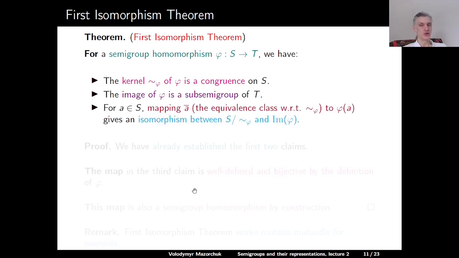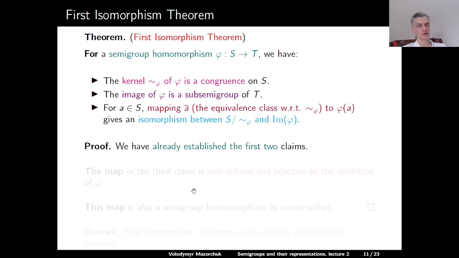Moreover, the quotient of S modulo the kernel of phi is isomorphic to the image of phi. And this isomorphism is given by the following map. We take an element A in S, and we map the tilde phi equivalence class of A, and that's an element in S modulo tilde phi, to the element phi of A, and that's an element in the image of phi. Note that we have already established the first two claims.